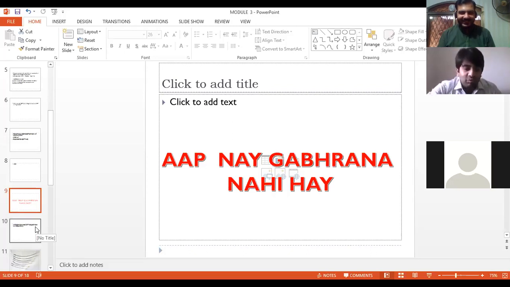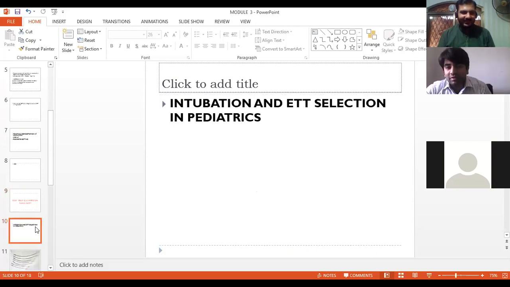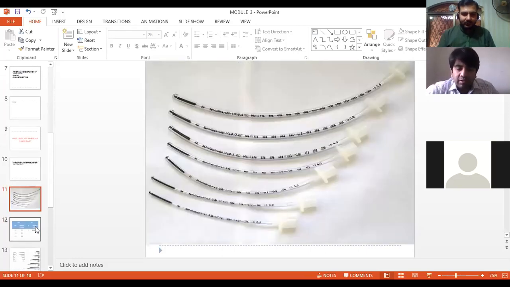Now we will discuss the second part of this module, that is intubation and endotracheal tube selection in pediatric patients. So there are different sizes of ETT. Endotracheal tube may be uncuffed or cuffed. We usually use uncuffed endotracheal tube in neonates and infants, and the endotracheal tube size ranges from 2.5 to 7.5.